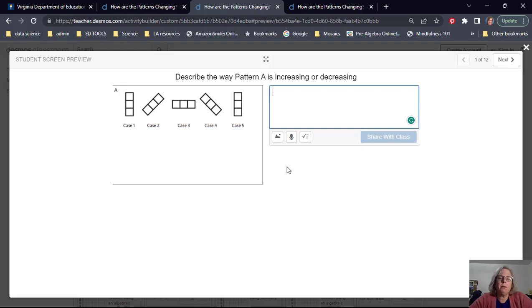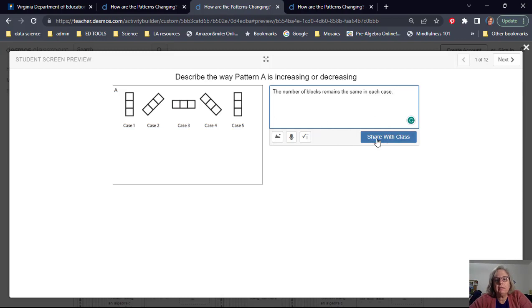Okay. All right, in this case, it's asking in what way pattern A is increasing and decreasing. So I'm thinking, well, it's not, right? Each one of them has 3 blocks. There are different angles, they're moving, but nothing is changing, correct? So for me, it depends on how much you want your kids to write, but the number of blocks remains the same in each case. Okay, that would be an explanation.